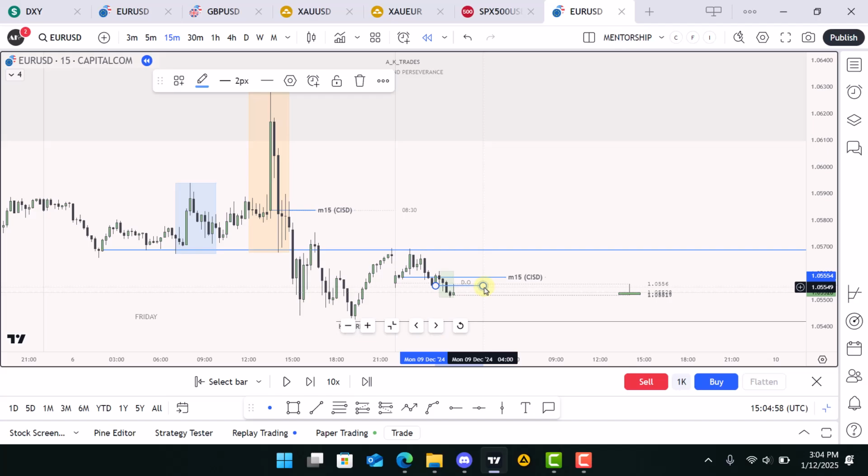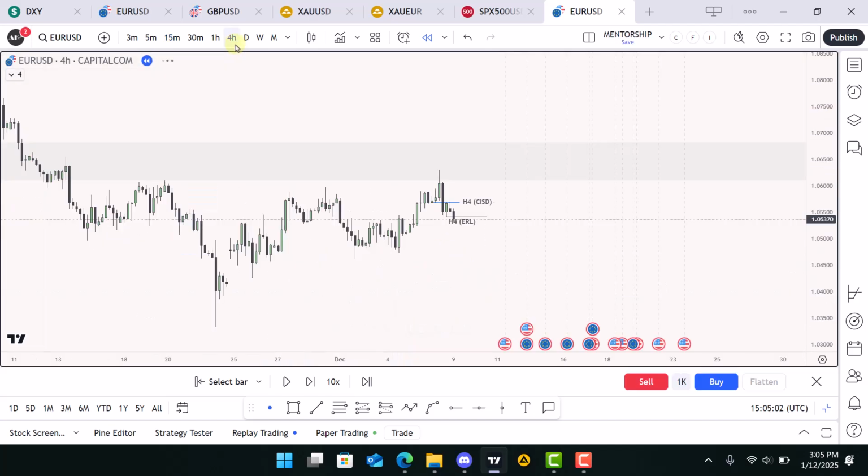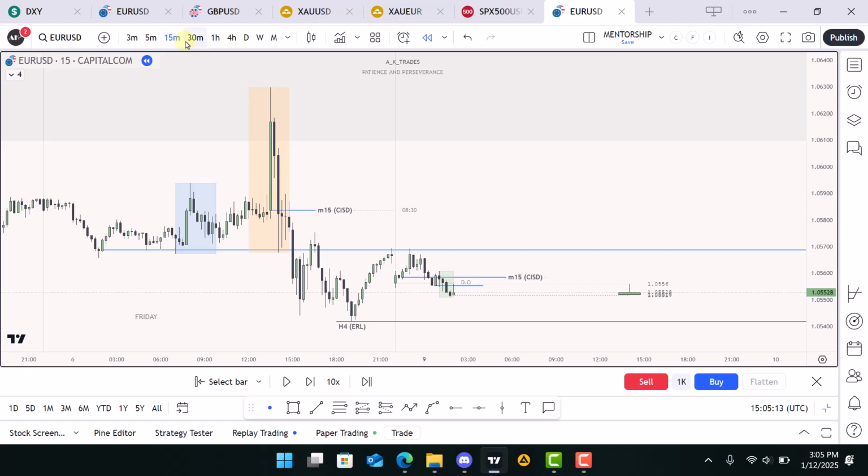Now we are waiting to trade the 4-hour expansion candle, right? So this is actually the 4-hour expansion candle we are looking to trade. Now on the 15-minute chart, this is what we are targeting. So let's see what happens.